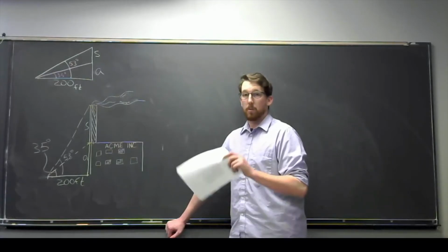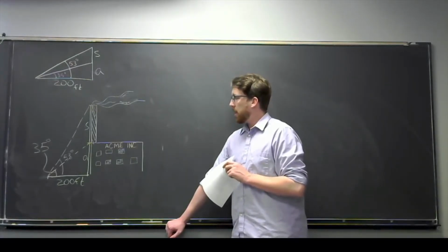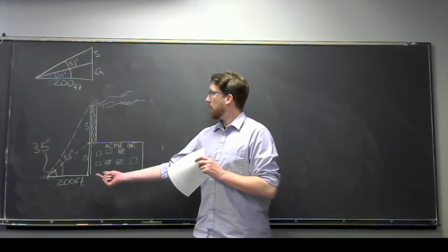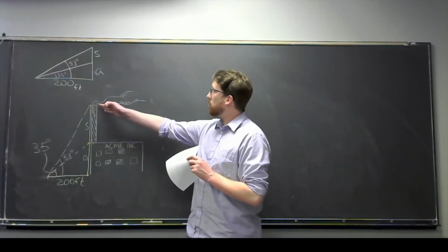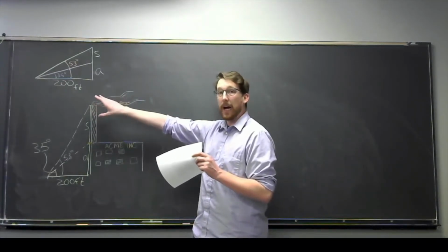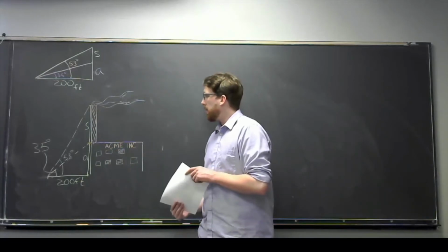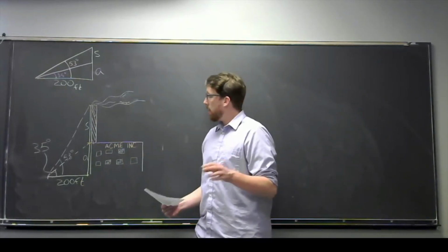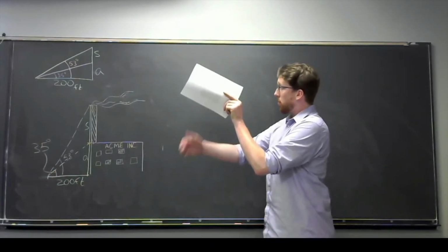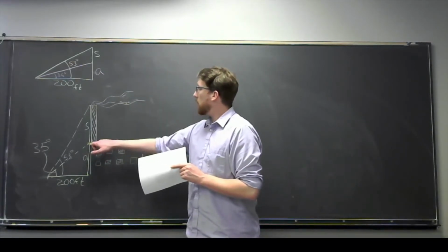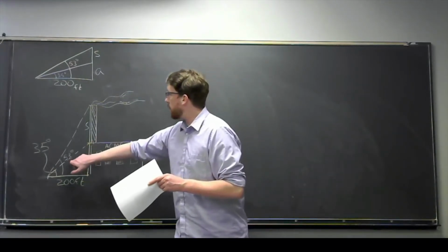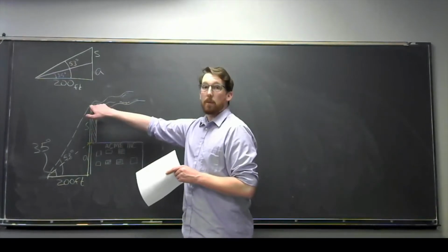All right, so what we've got in this example is we're standing 200 feet away from a factory. And we want to know exactly how tall, how high up the top of the smokestack of a factory is. All we know is that looking up, we have to look up 35 degrees to see the base of where the smokestack starts. And then we have to look up 53 degrees to see the top of the smokestack.